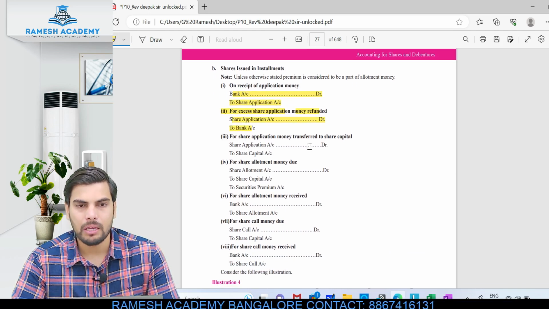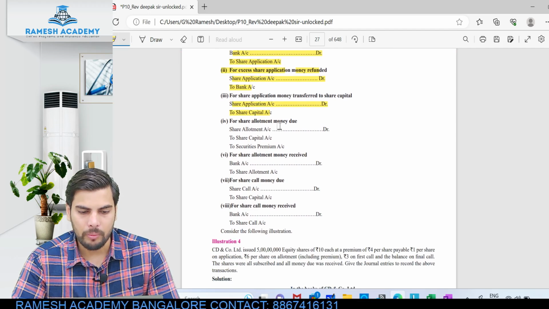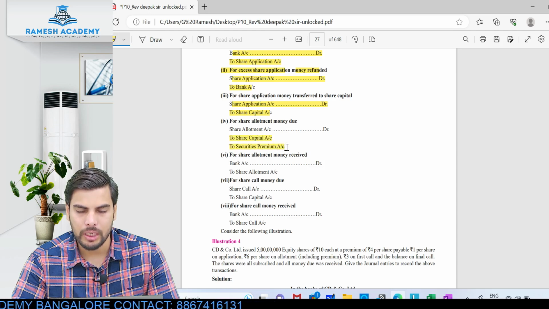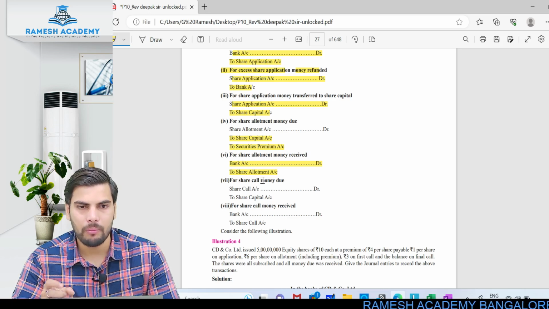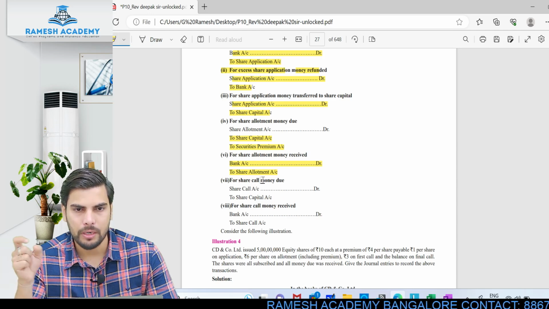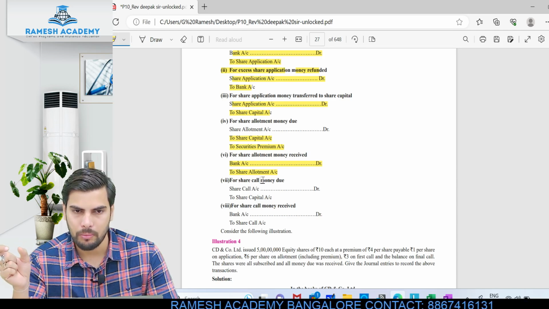Now for share application money, when it is transferred to share capital, you guys already know: share application account debit to share capital. For allotment money which is due, always remember that whenever you come across share capital, the securities premium has to be given effect in that particular place. For share allotment money which is received, bank account debit to share allotment. If the securities premium is included in share first and final call, whenever we are passing the due entry, that is the point of time we need to give effect to securities premium, because the due entry is the one wherein we give effect to share capital. So wherever you come across share capital, that is the place where you need to give effect to securities premium also. Clear?